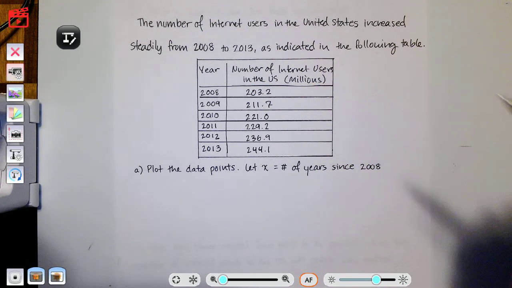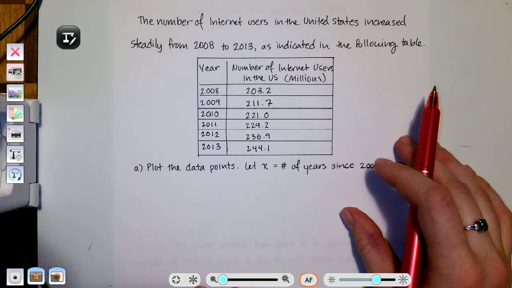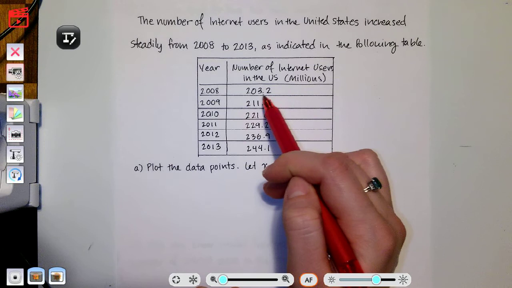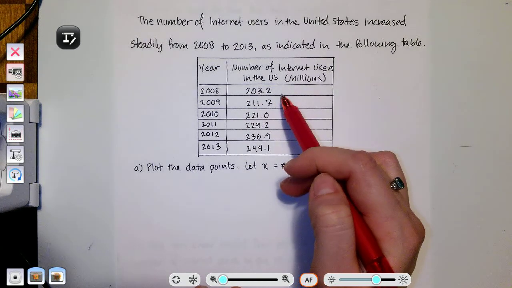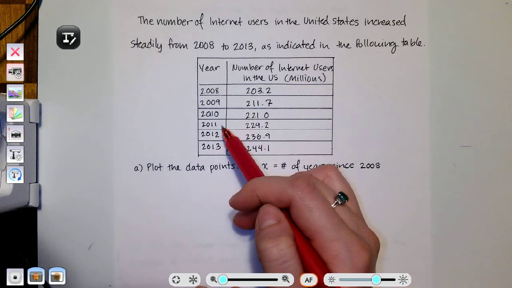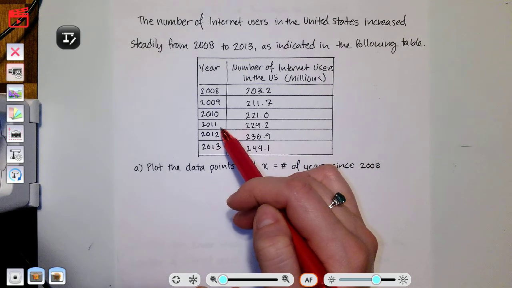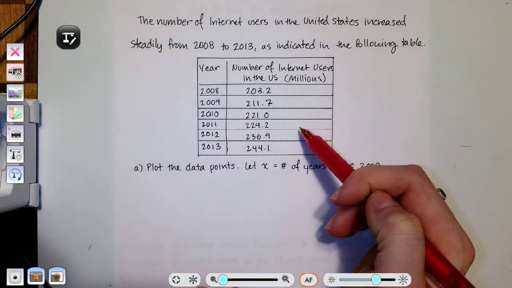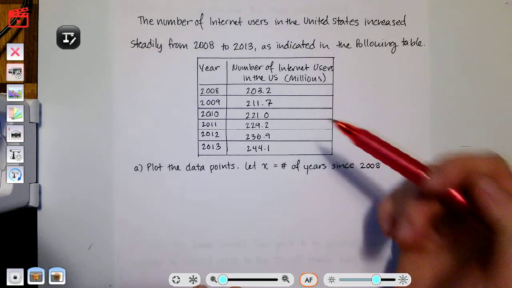So what do these numbers mean? Let's take a look. In the year 2008, there were 203.2 million users. How about 2011? In 2011, there were 229.2 million internet users in the US.